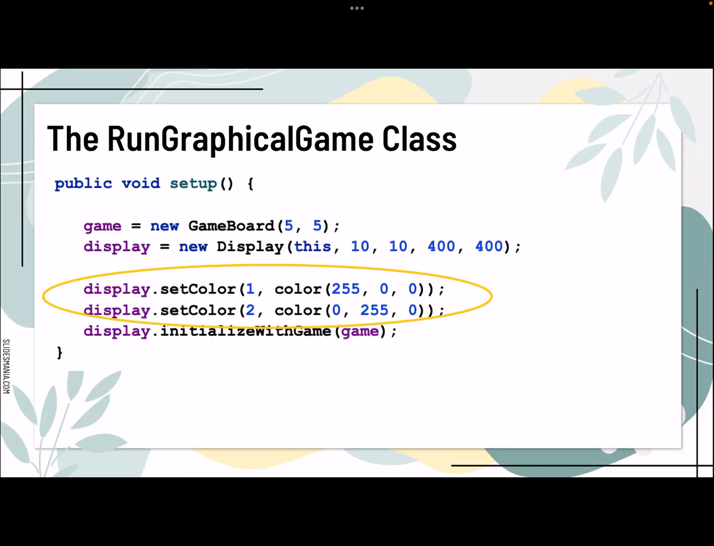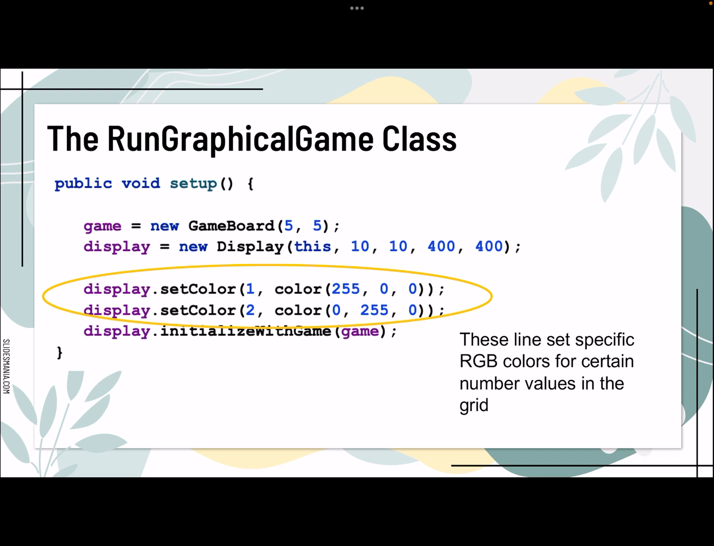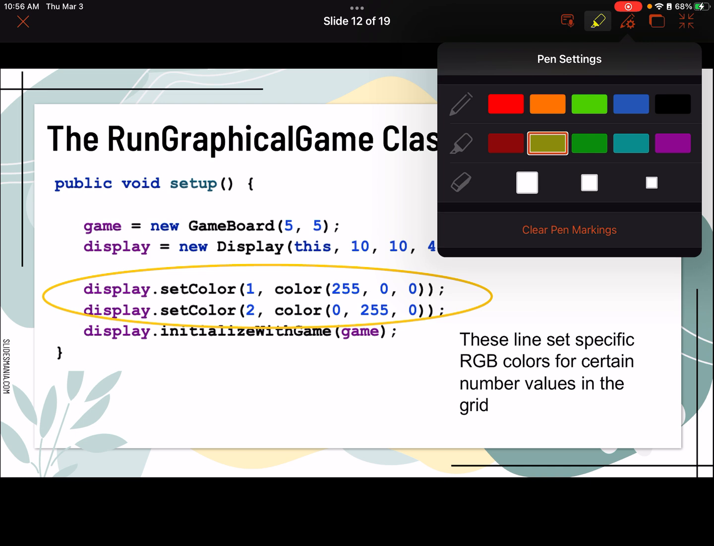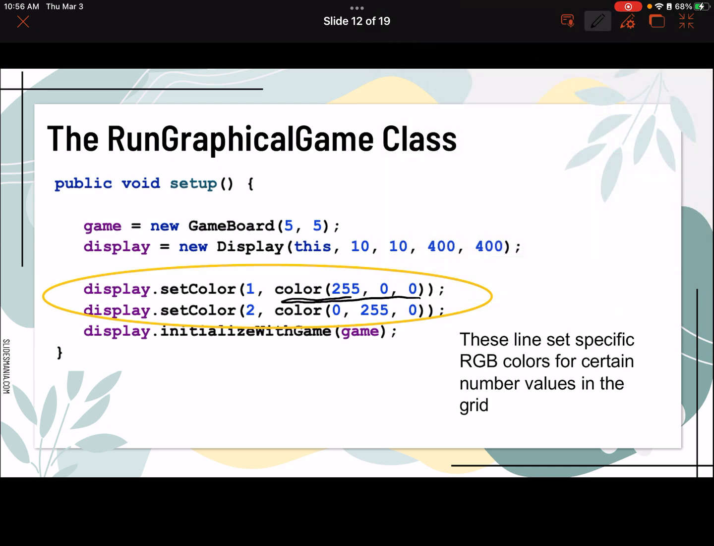We also have two lines still inside of that setup method, display.setColor. And those lines set a specific RGB color. Notice we've got the RGB color commands like we had from graphics forever ago. And they're setting it for a certain value in the grid. So for example, in this specific case, a value of 1 in the grid is going to show up in red, and a value of 2 in the grid is going to show up as green. So that when we view those grids, we're not seeing the literal numbers. We're going to see a grid with a filled in square as either red or green. And you'll see what that looks like when you run that framework in a few minutes.